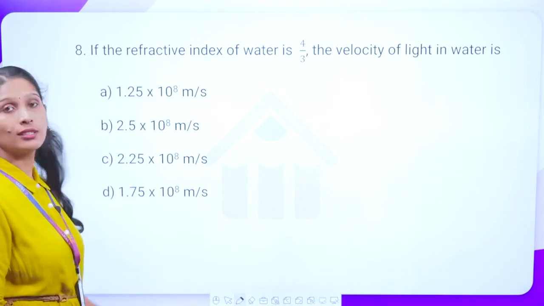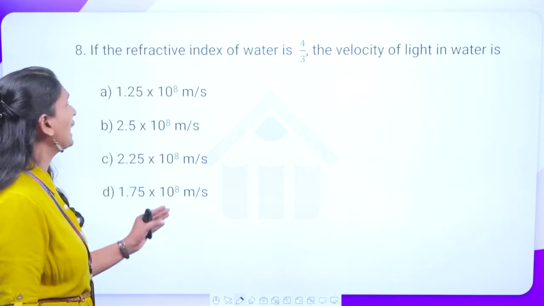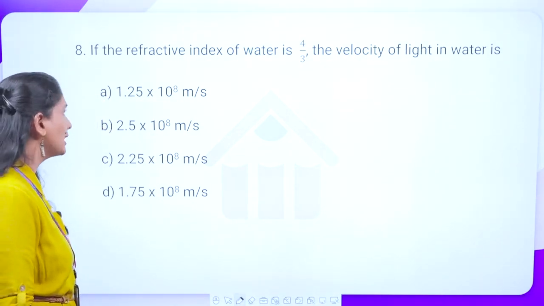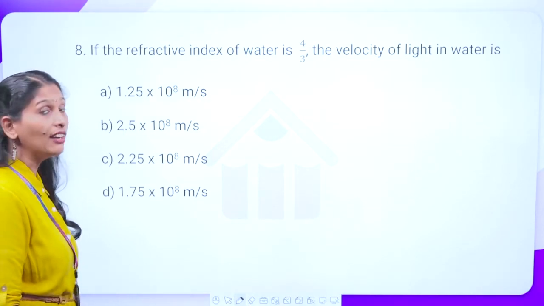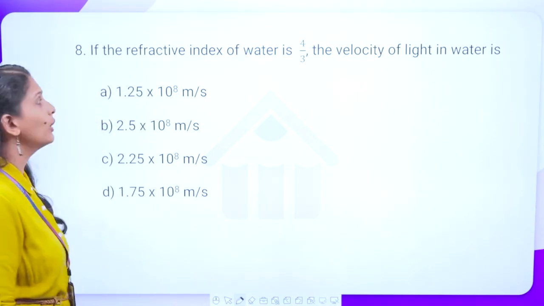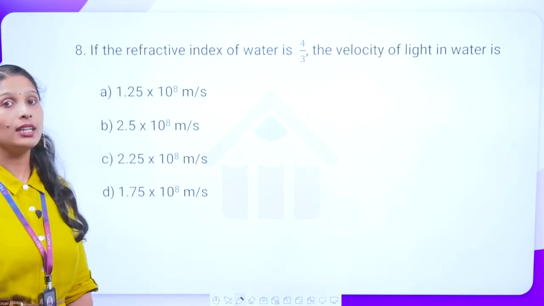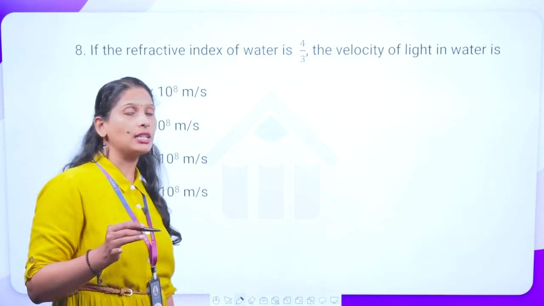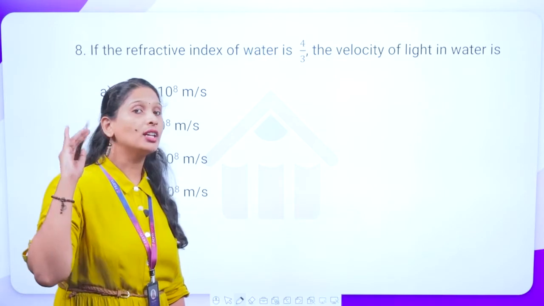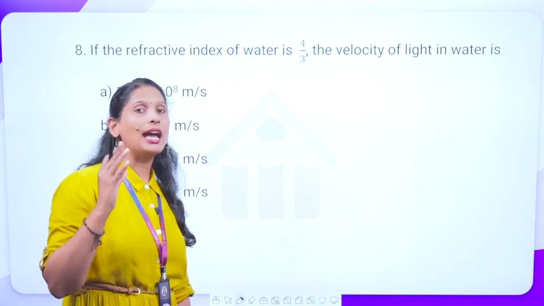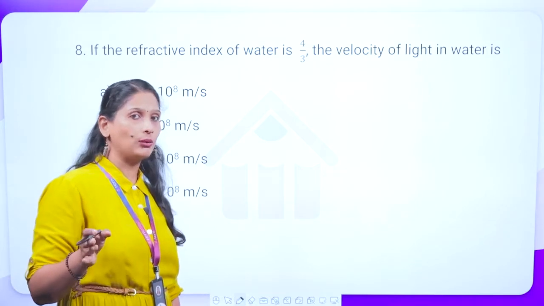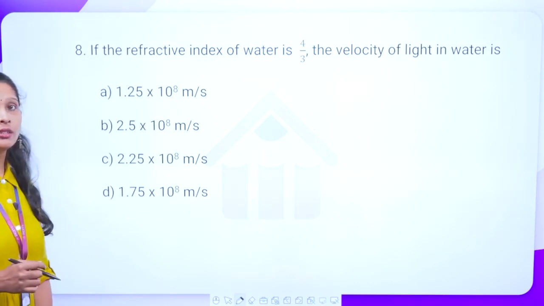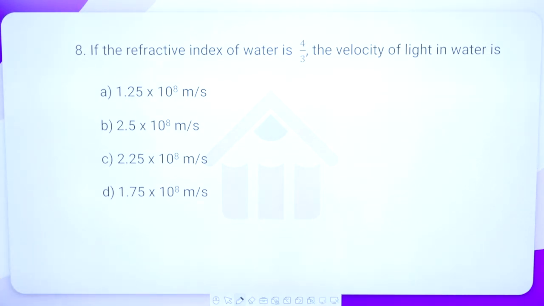Now, let's see the next question here. If the refractive index of water is 4 by 3, the velocity of light in water is. Okay, so you have the refractive index of water given and you have to find the velocity of light in water. And you will definitely have one question based on refractive index for sure. So please do have a general idea and the in-depth concept related to refractive index. Then only you can solve these types of questions. Okay, so now let's check it out. Just go through the question and get me the answer.